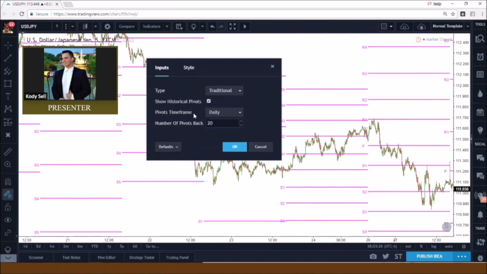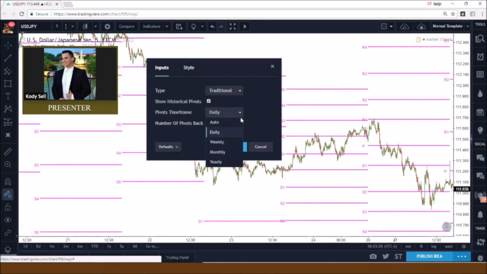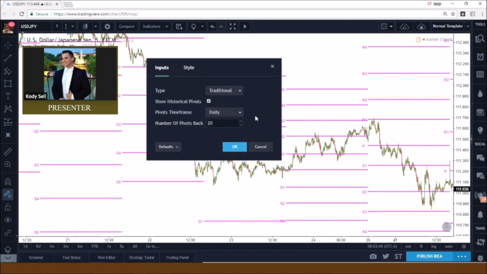Now for the pivot time frame, this is going to be very important. You don't want to do weekly or monthly or yearly or anything like that. You want to do daily, and the default setting is going to be auto. Make sure that you change it to daily, and double check every time that you're trading that it says daily, because we are intraday trading. So these have to be daily.